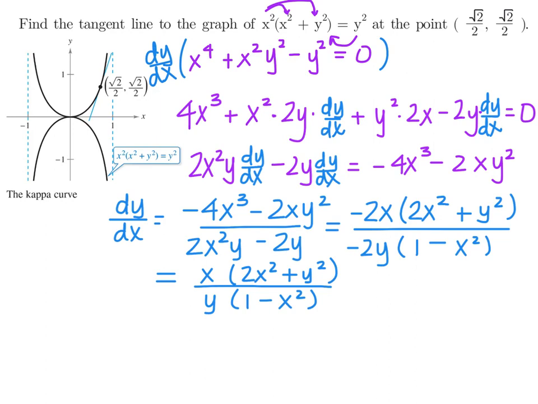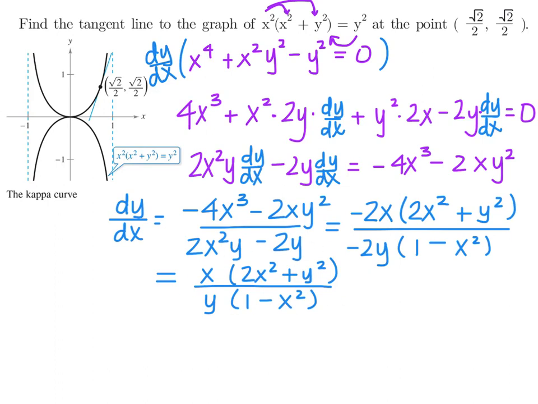And so I move all the things with dy over dx to the left side. I move everything else over with subtraction. I factor it out. I'm able to actually factor out a negative 2x on the top and the negative 2y in the bottom just to simplify things. So here's my derivative in technically simplest form.